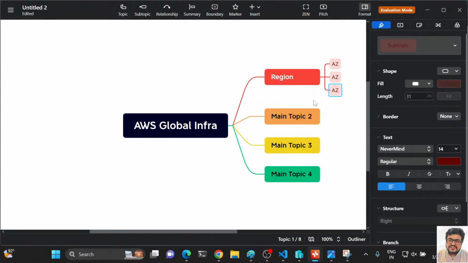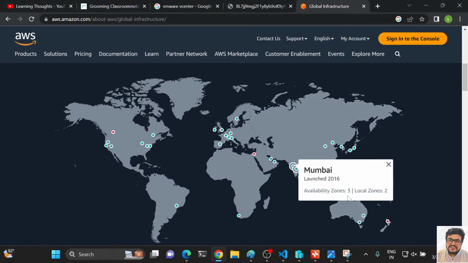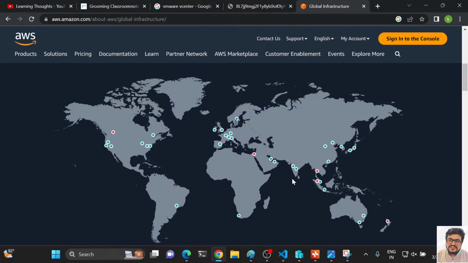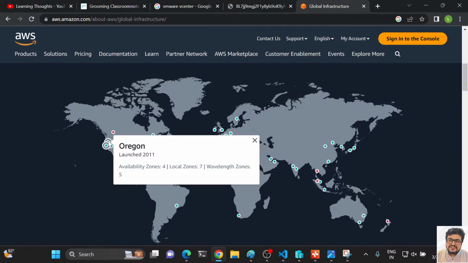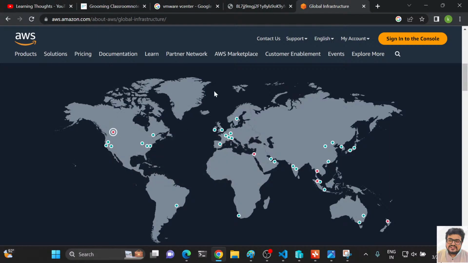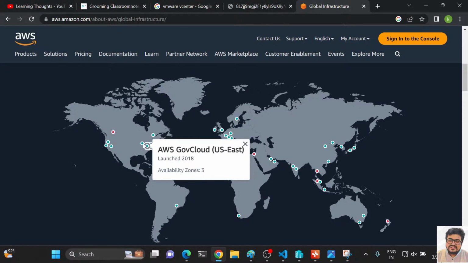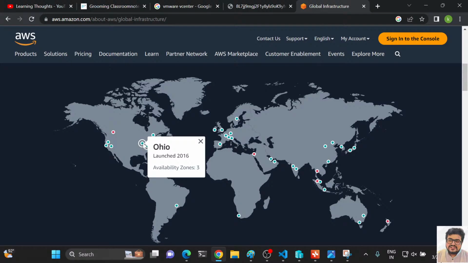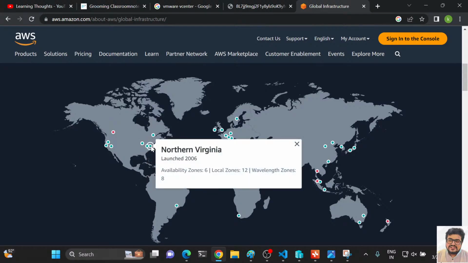There are some regions where there are 6, where there are 4. For example, if you click on Mumbai, how many availability zones are there? 3. Hyderabad, 3. UAE, 3. Oregon, how many availability zones? 4. This is Canada. Ohio, how many availability zones? 3. Let me go to North Virginia: 6 availability zones.